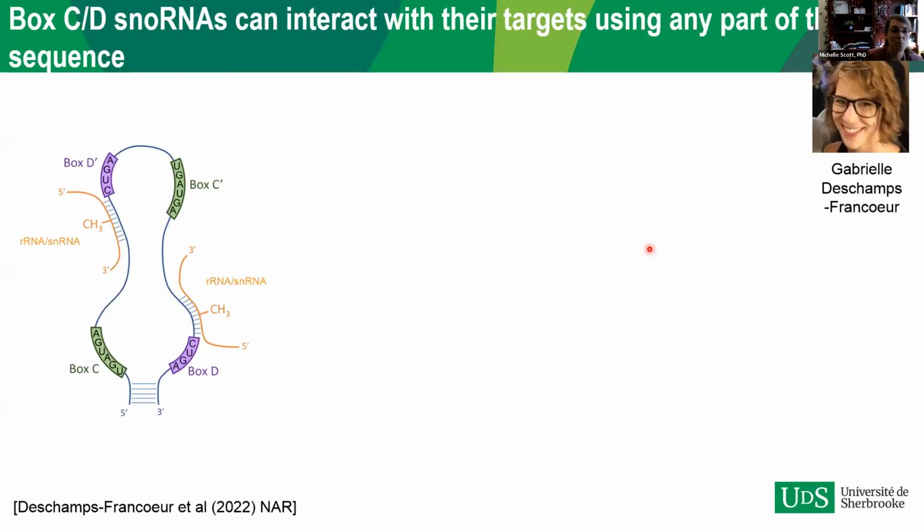One of the members of my group who was most involved in this project is Gabrielle Deschamps-Francoeur, who just defended her PhD last Friday. She spent several years of her PhD laying the foundation so that we could start asking these questions. Most of what I'll tell you about today was very recently accepted for publication in NAR. So the first thing that Gabrielle did on this project was obtain the targets of all snoRNAs so that she could compare them.